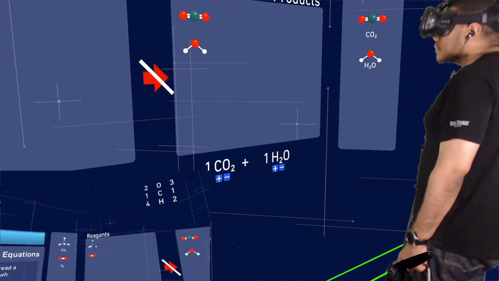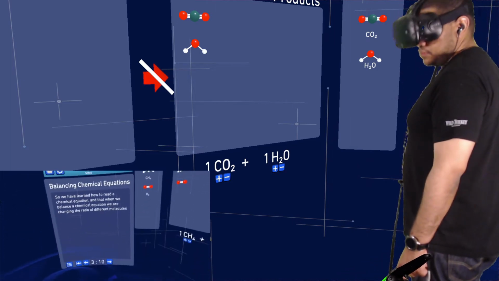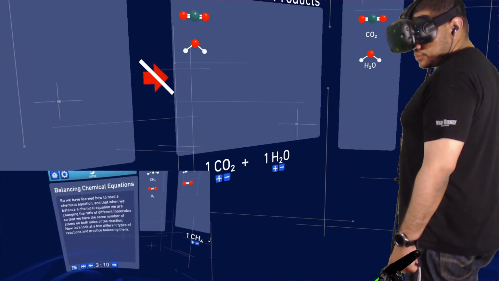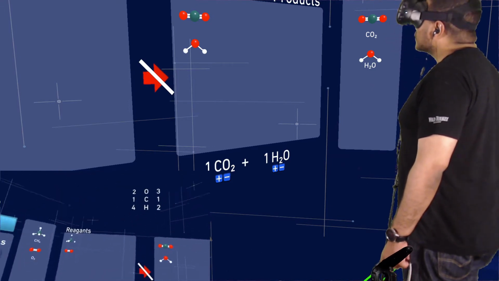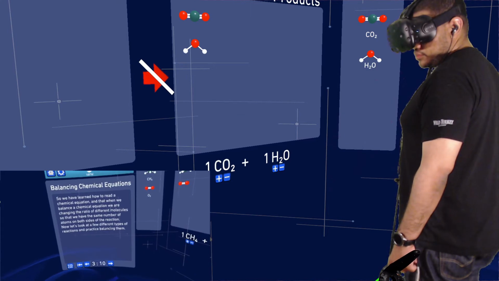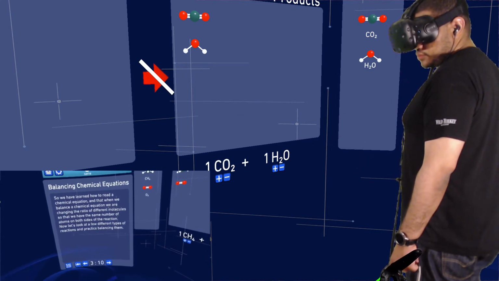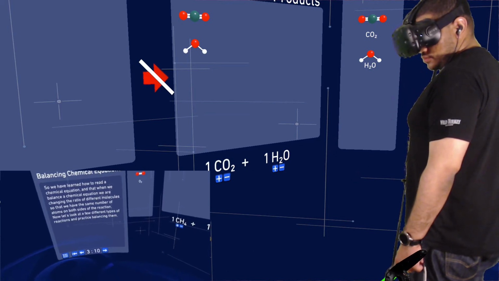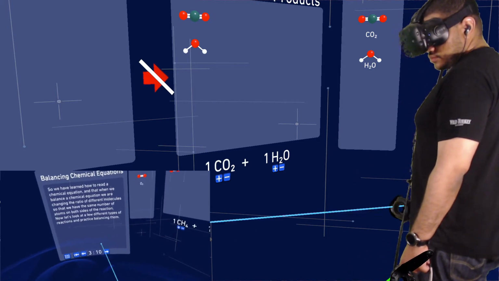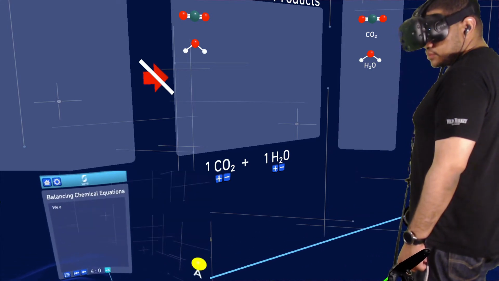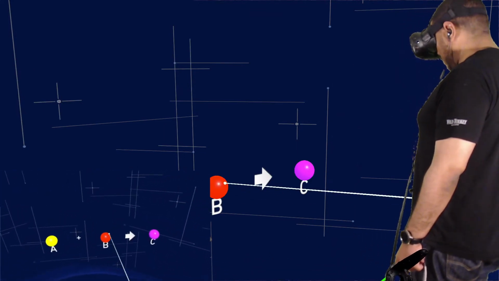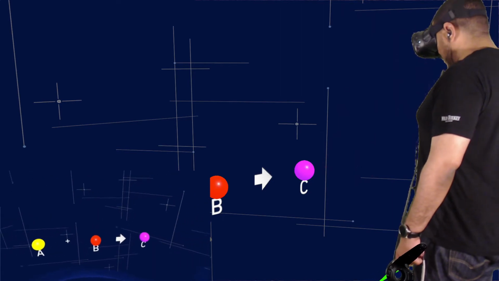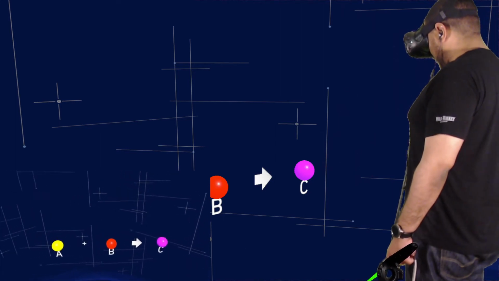So, we've learned how to read a chemical equation and that when we balance a chemical equation, we're changing the ratio of different molecules so that we have the same number of atoms on both sides of the reaction. Now, let's look at a few different types of reactions and practice balancing them. We're going to learn about 4 different types of reactions, how to recognize them, and how to balance them. We'll start with synthesis reactions.